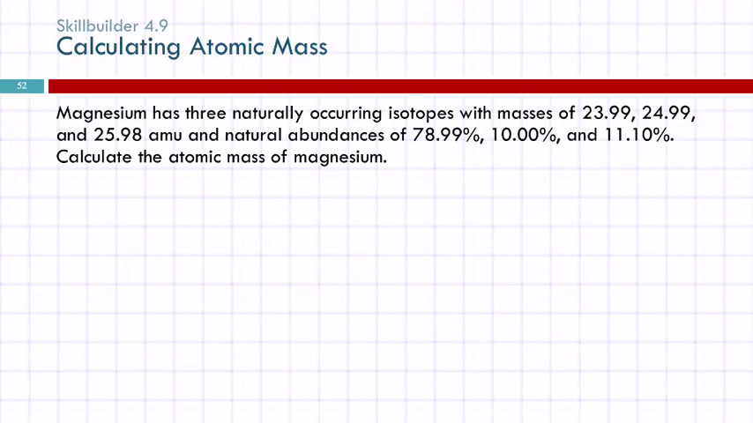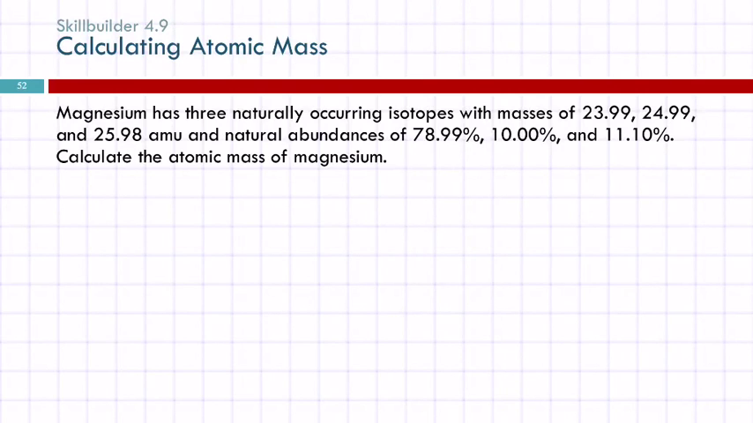Let's do an example. Magnesium has 3 naturally occurring isotopes. It gives us the masses, and it gives us the natural abundances. Let me get out my calculator. Calculate the atomic mass of magnesium. Now, could we just look on the periodic table? Sure we could. But on exam 2, there will be a question with a made-up element that is not on the periodic table, and so you'll have to do the math. We'll use the periodic table to check ourselves.